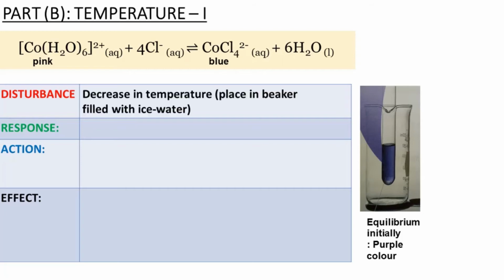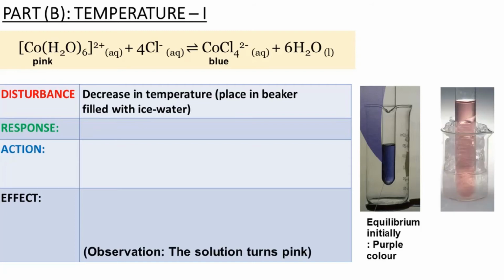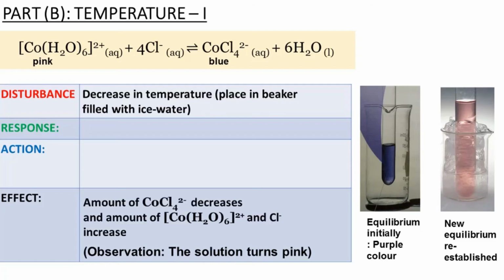When the equilibrium system is placed in the ice bath, the solution turns pink. What does this imply? It means that when the equilibrium system is disturbed by lowering the temperature, more hexaaquacobalt(II) complex ion, which is pink in color, is being produced. Hence, the equilibrium position is shifting to the left.